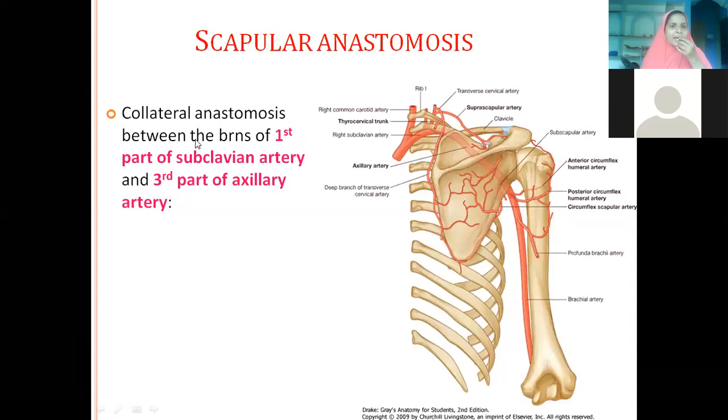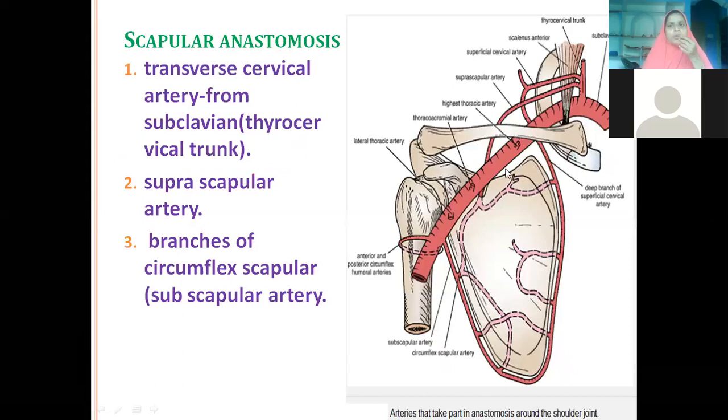So, collateral anastomosis is formed between the first part of the subclavian artery, okay, so this will be our subclavian artery, and the third part of the axillary artery. The branches of the first part of the subclavian artery and the branches of the third part of the axillary artery will form anastomosis around the scapula. Okay, so what are those? To be more specific, the names are, we have the transverse cervical artery.